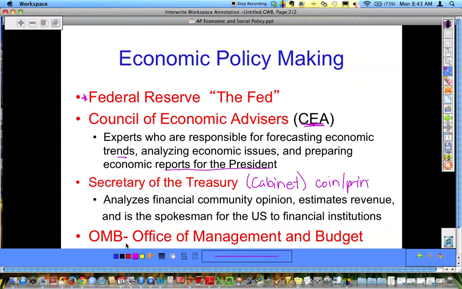You have seen the OMB before. The Office of Management and Budget works for the president, and they are the ones who help with personnel, but also they prepare the budget for the president, which is sent to Congress, and I'll go over that in more detail in a little bit.